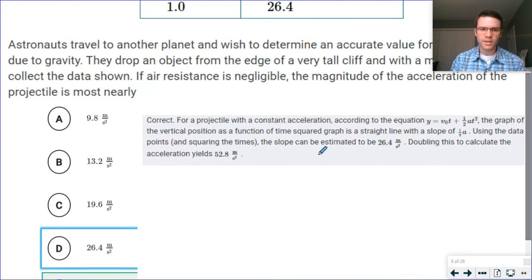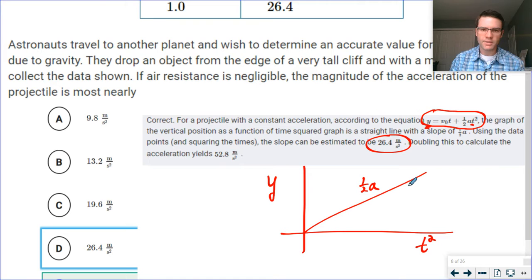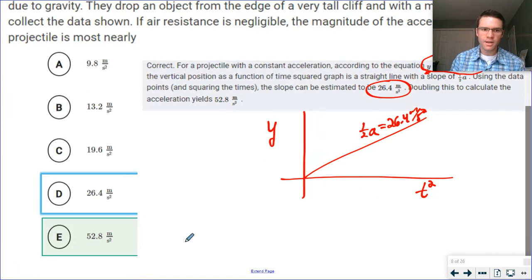And here's what they tell you to do. For a projectile with constant acceleration, they say use this equation. This is your kinematic equation. And graph y versus t squared. If you graph y versus t squared, we're linearizing our data here. You're going to get an equation with the slope 1/2 a. And that slope, if you do a linear regression here, comes out to 26.4 meters per second squared. Then you set 1/2 a equal to 26.4 meters per second squared, you multiply by 2, and you get your answer here of 52.8.